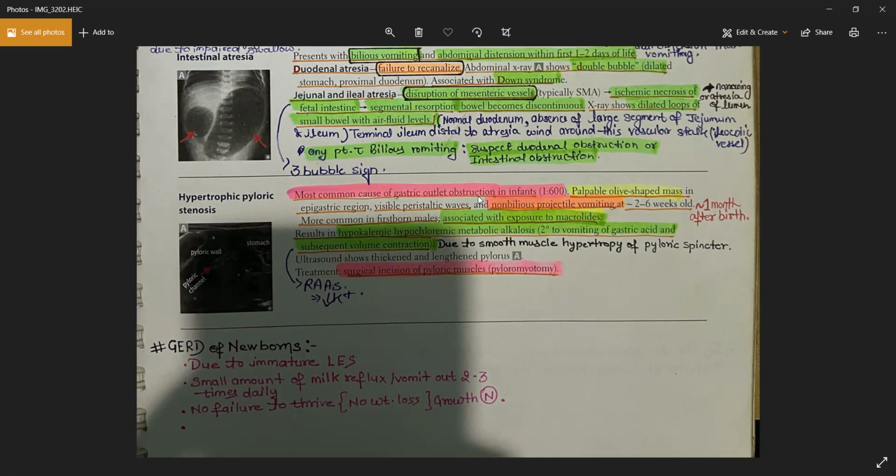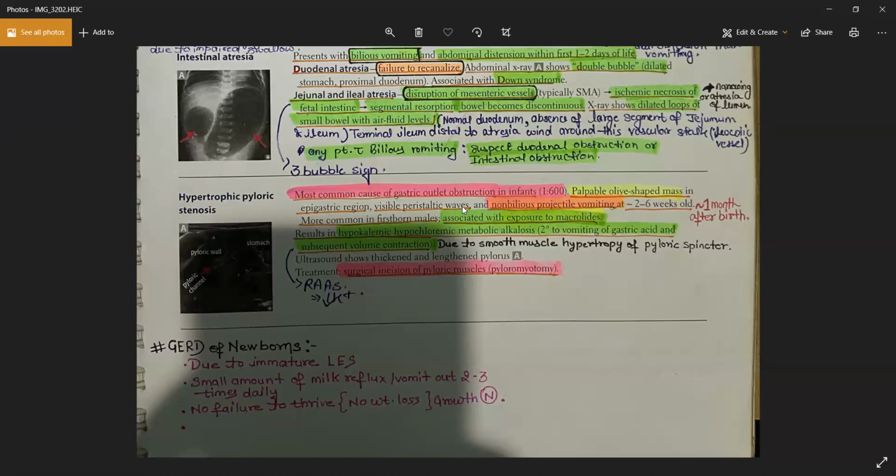Why non-bilious? Because this obstruction is before the ampulla of Vater, right? And your bile is still not mixed with the intestinal contents. Because of the obstruction, you will have continuous vomiting whenever the patient feeds. You will have abdominal distension also. Why is this happening? Because of hypertrophy of the pyloric sphincter. There are smooth muscles in the pyloric sphincter, and whenever hypertrophy of these smooth muscles occurs, you can have hypertrophic pyloric stenosis. Very important.